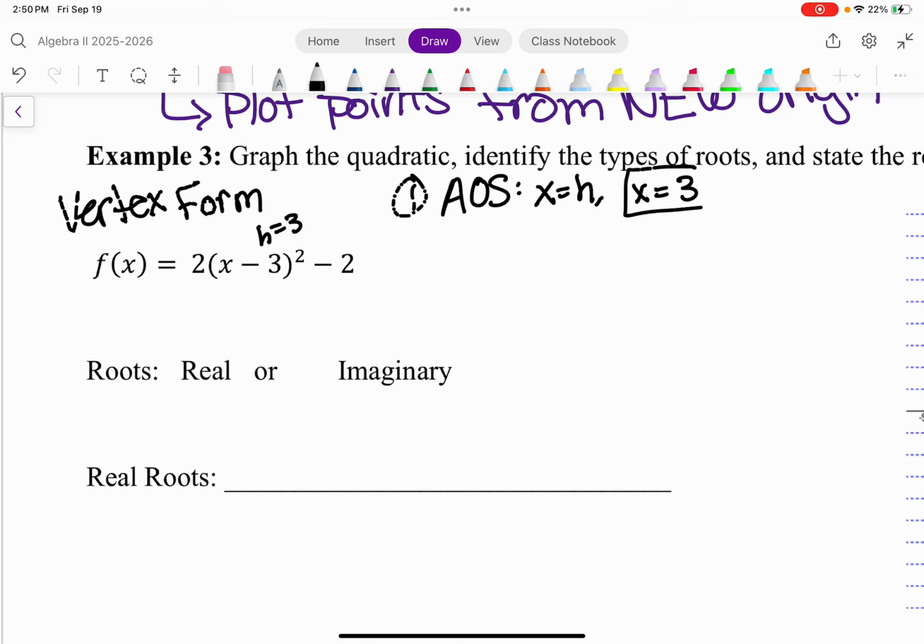Okay. Then we're going to find our vertex. Our vertex in vertex form is (h, k). In this one, we already know h is 3. k is going to be equal to -2.